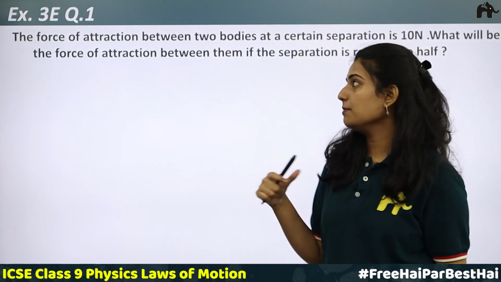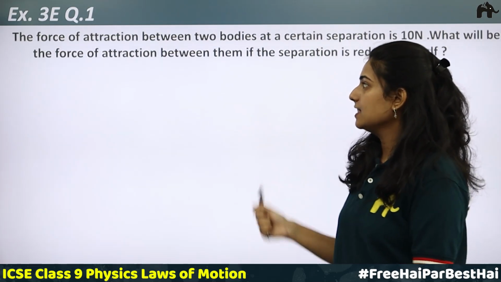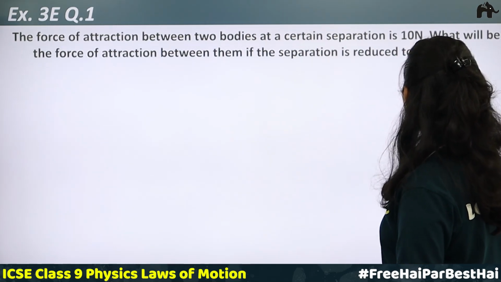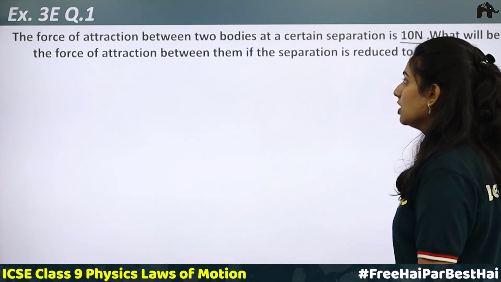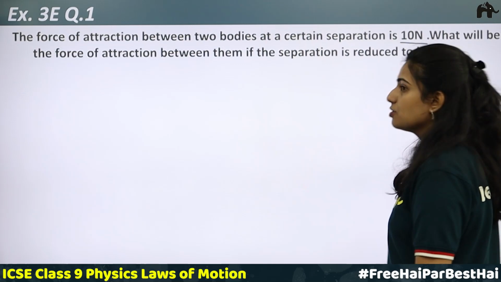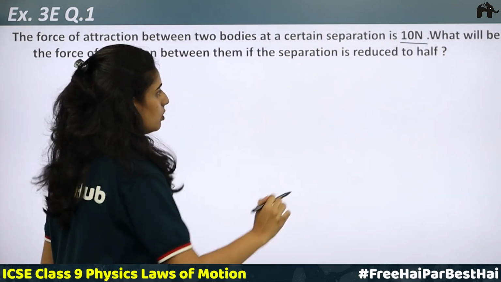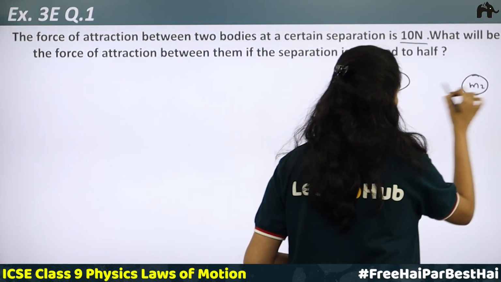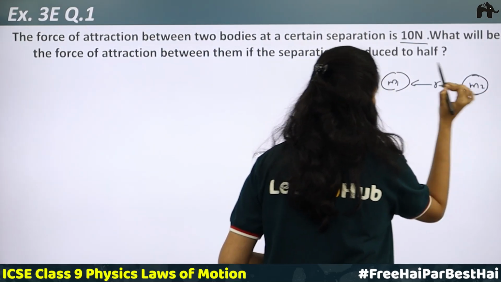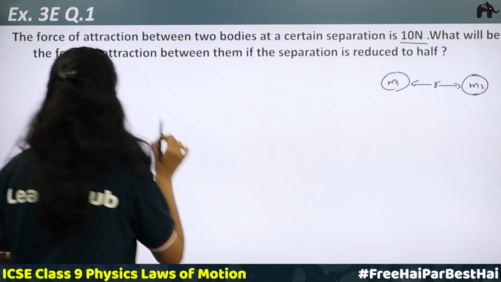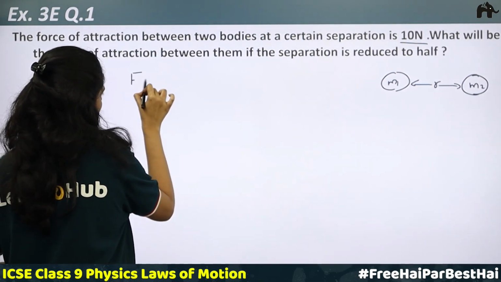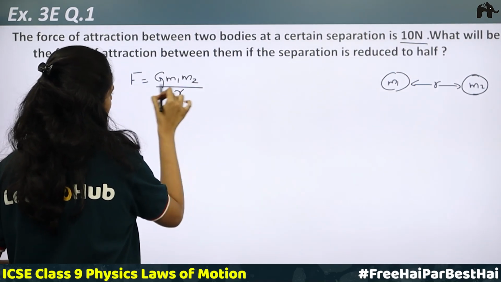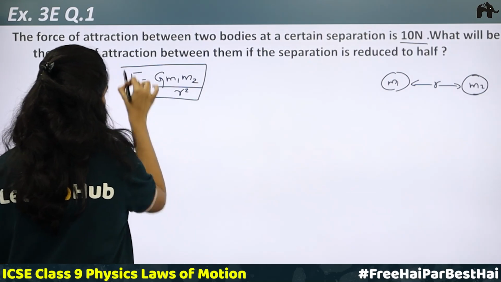Let us take a question from exercise 3E, question 1 of exercise 3E. The force of attraction between two bodies at a certain separation is 10 Newton. What will be the force of attraction between them if the separation is reduced to half? Here we have two bodies, M1 and M2. Separation between them is R. Then what will be the gravitational force? F is equal to G M1 M2 divided by R square.